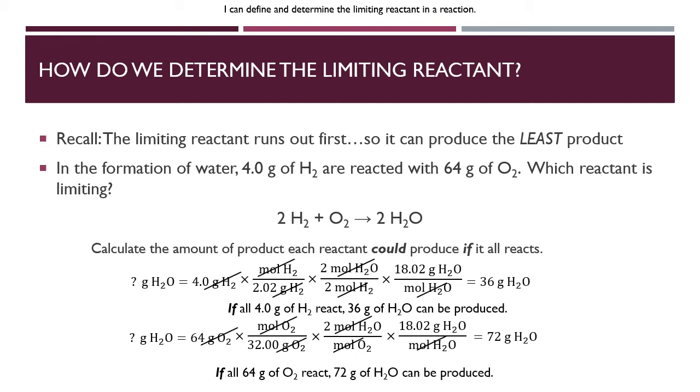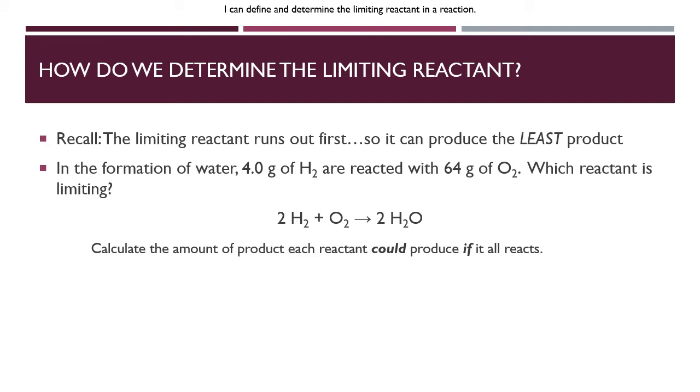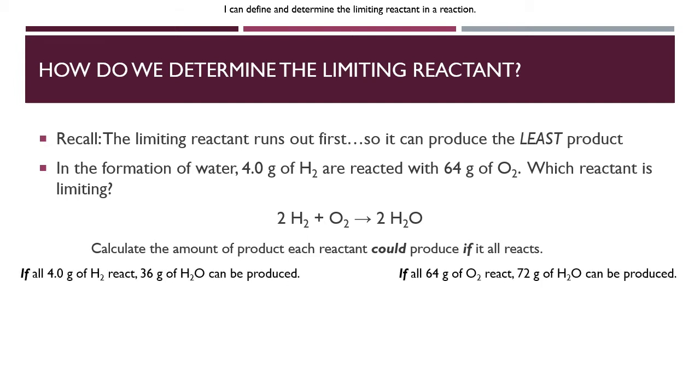So we are now in a position to say what our limiting reactant is. I have this on the next slide here. So here's what we just said. We just calculated if all 4 grams of hydrogen react, 36 grams of water can be produced. If all 64 grams of oxygen react, 72 grams of water can be produced. So ask yourself, which is going to run out first? Is it going to be the hydrogen or is it going to be the oxygen?